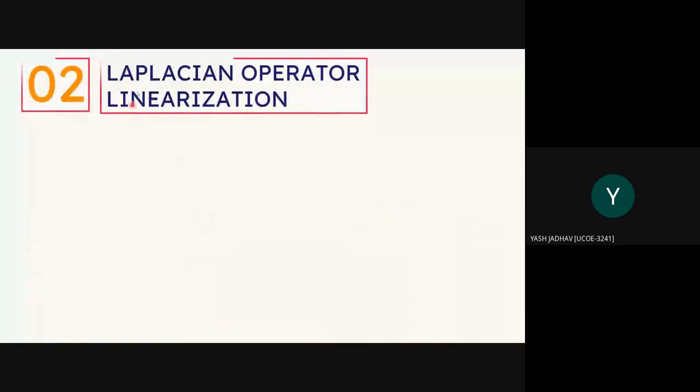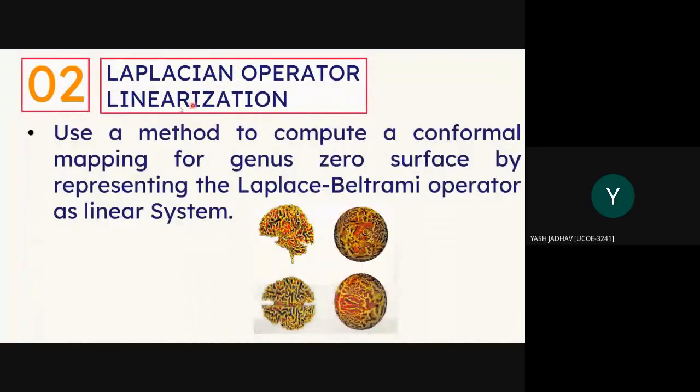Second one, Laplacian operator linearization. In this, we use a method to compute a conformal mapping for a genus 0 surface by representing the Laplace-Beltrami operator as a linear system. These are the examples. Next slide.